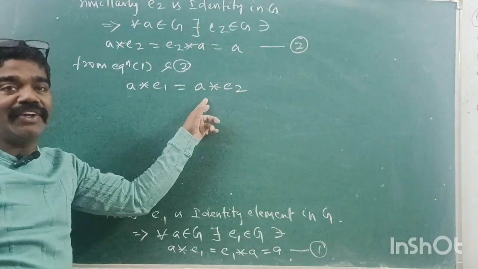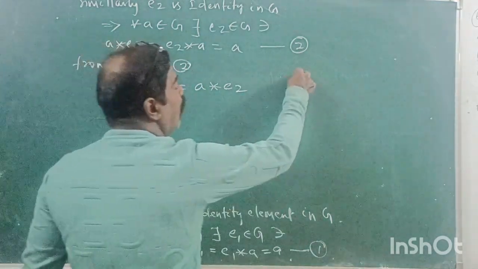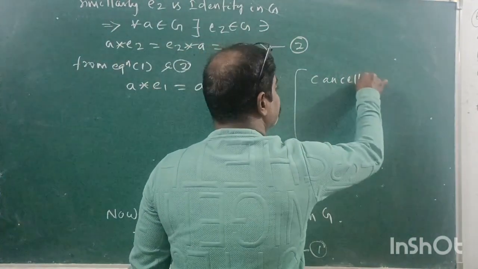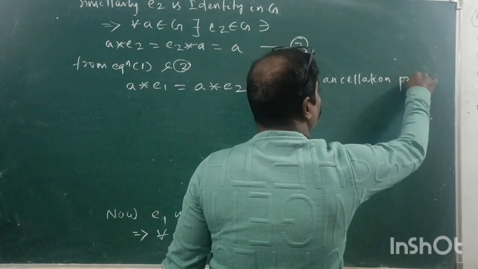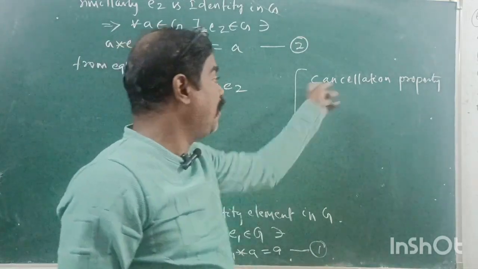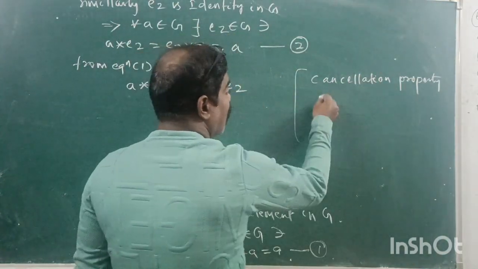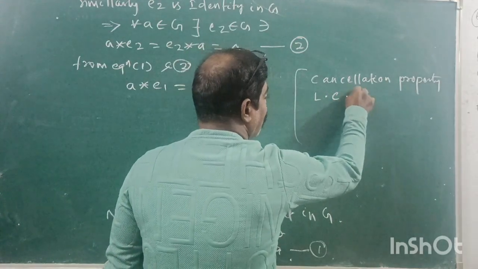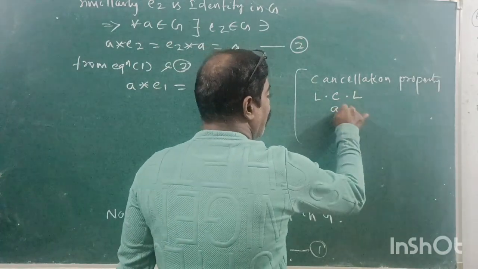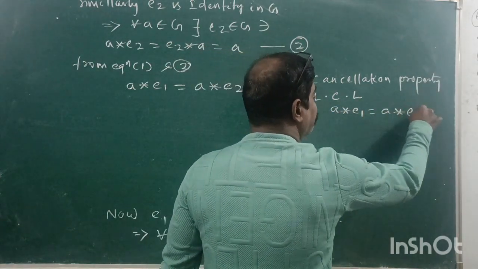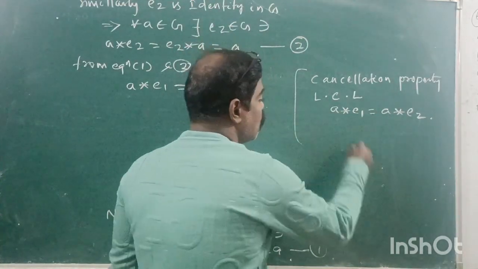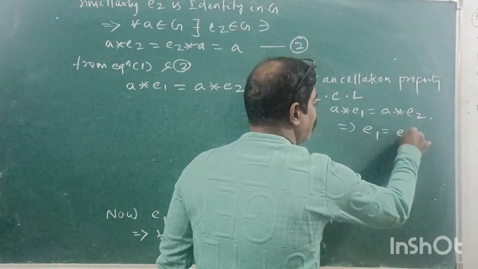Equal or not? So before that, I will tell one property in groups, that is the cancellation property. There are two cancellation laws in a group. One is the left cancellation law. LCL means left cancellation law. How is that? See, A star E1 is equal to A star E2, the left sides are equal, so automatically these two will be cancelled. So this implies E1 is equal to E2.